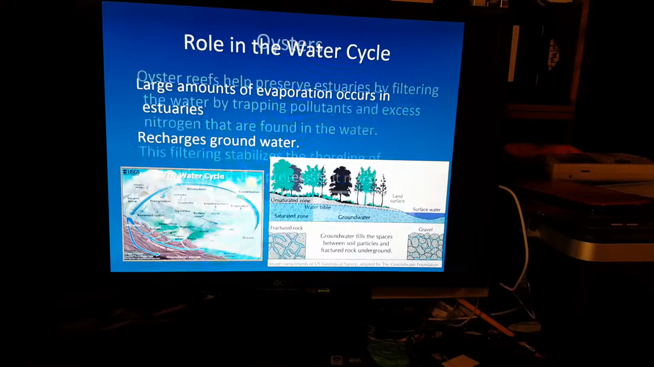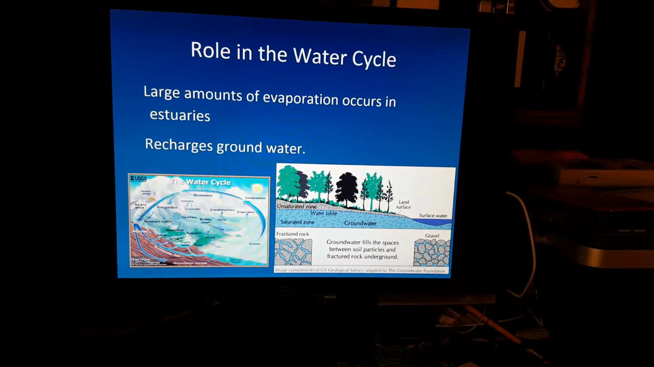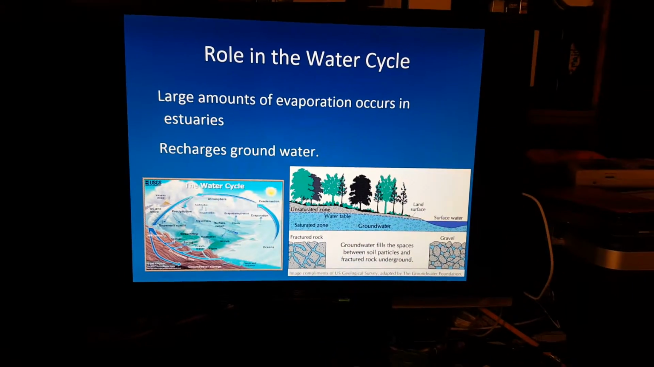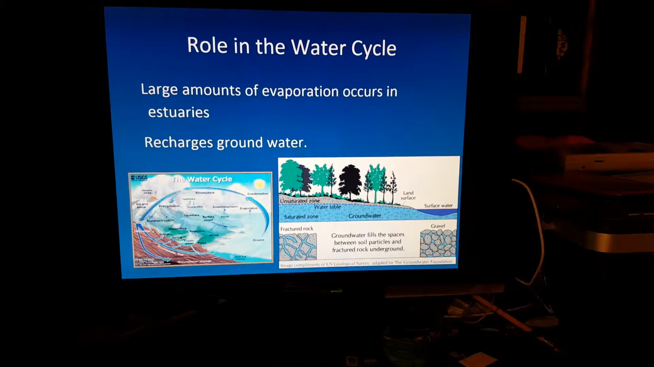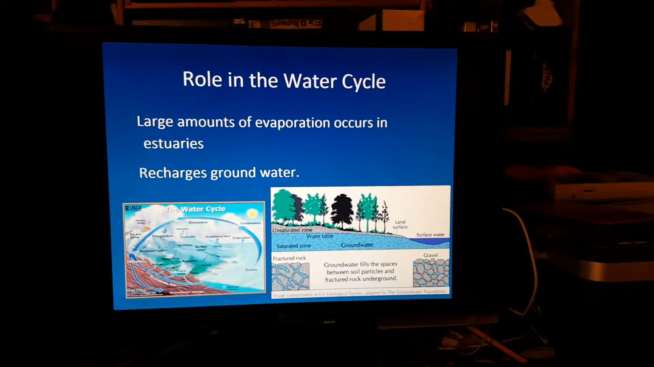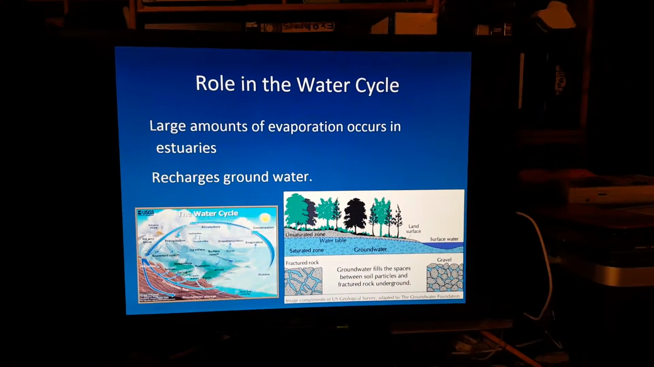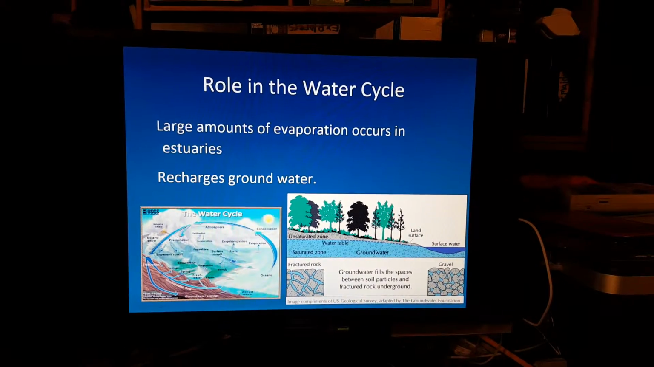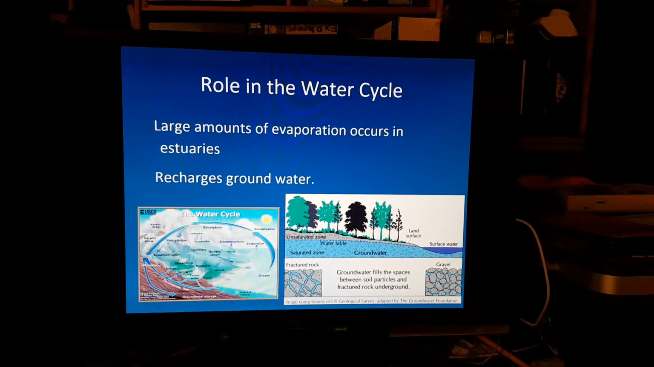Roles in the water cycle. First off, the water cycle is a cycle of water from the ocean to the atmosphere and back to the ocean. In the water cycle, large amounts of evaporation occur in estuaries. Also, estuaries are the connection between the ocean and the freshwater rivers. It connects the cycle back to the ocean.